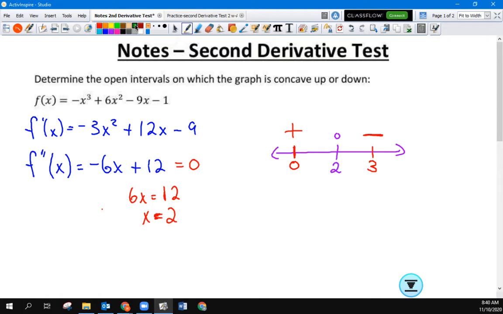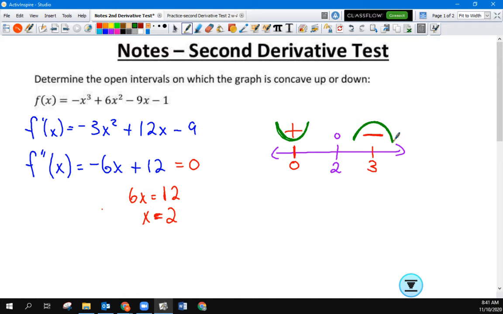Well, that's telling us our concavity. When the second derivative is positive, that means our function is concave up, like that. When our second derivative is negative, that means our function is concave down, or it cups down. Okay, like that.